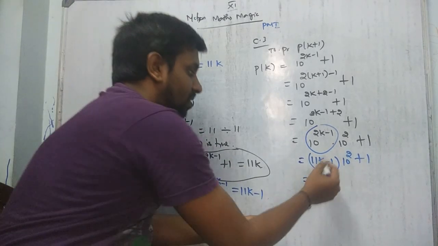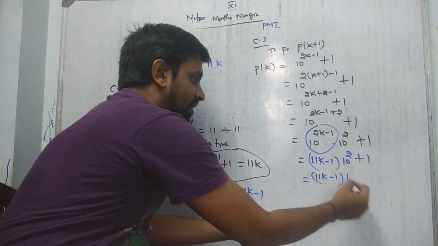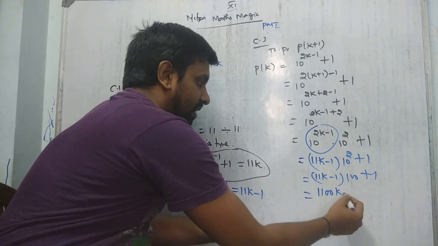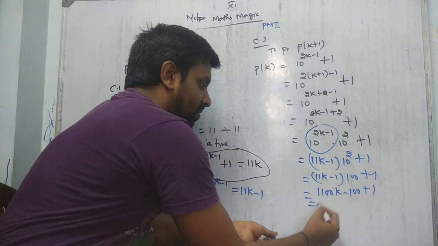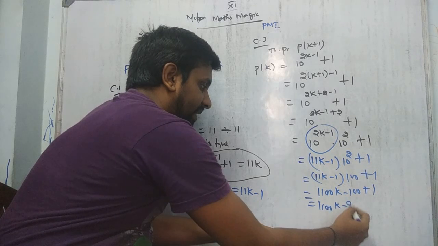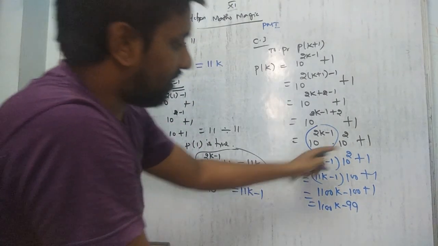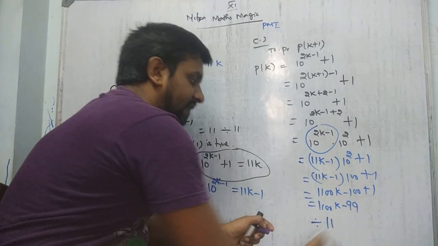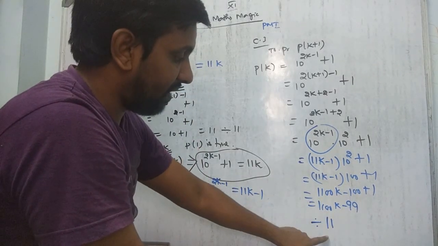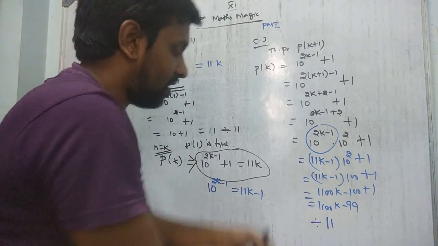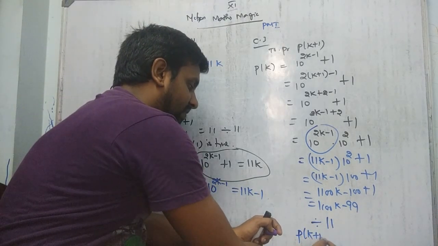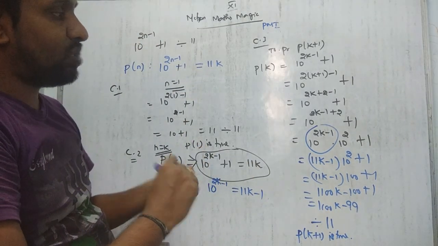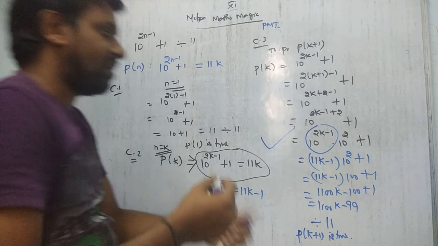So now what comes? 11k minus 1, 10 square is 100, multiply inside: 1100k minus 100 plus 1. So finally I got 1100k minus 99. I hope it is clear: 1100k minus 99. Now the entire term is divisible by 11. See, 1100 is divisible by 11, 99 is divisible by 11. Therefore finally I got P of k plus 1 is true. So which two steps are very important? This step is very important.